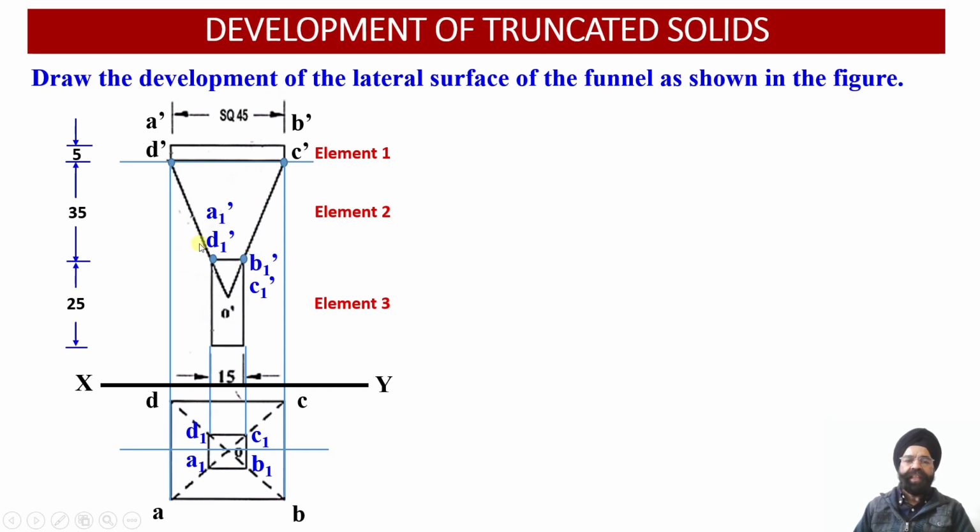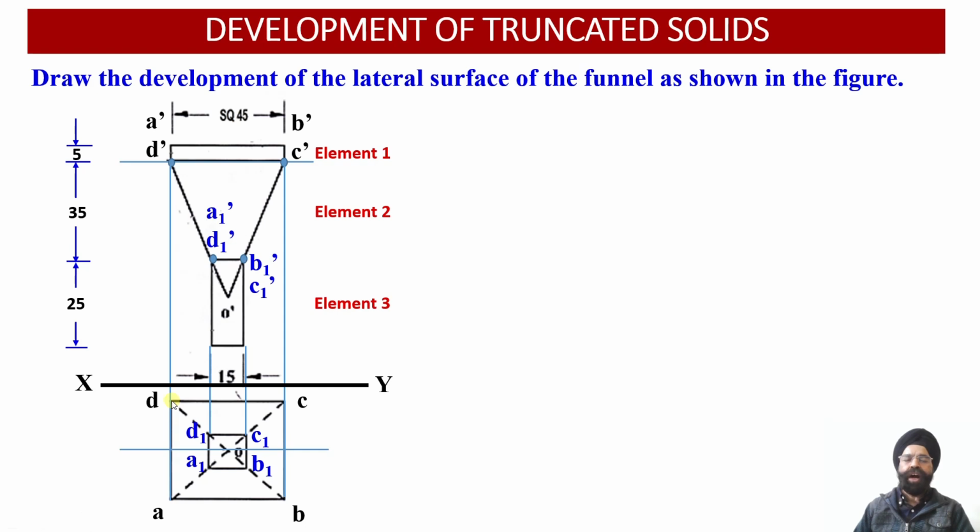Now we can check the slant edges of the frustum of the square pyramid. The slant edges A dash A1 dash, B dash B1 dash, C dash C1 dash and D dash D1 dash in the front view projection are all inclined to the horizontal plane. Similarly, in the top view projections, the slant edges of the frustum of the square pyramid A1A, B1B, C1C and D1D are also inclined with respect to the vertical plane.